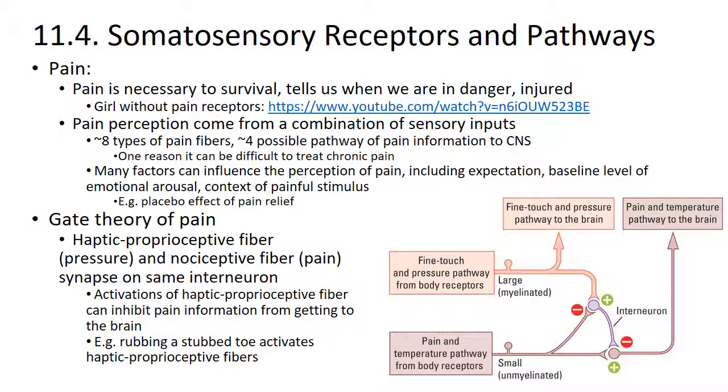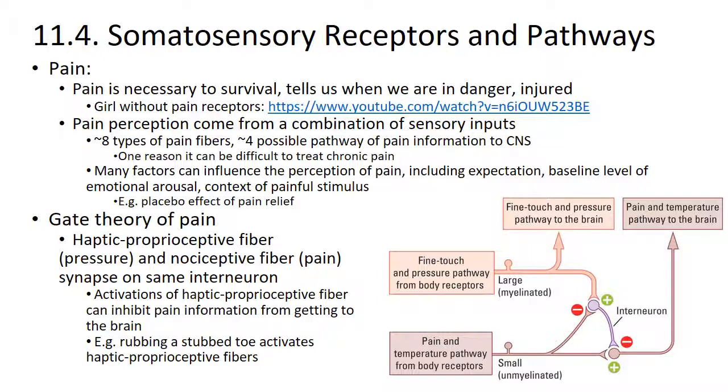It comes from a combination of sensory inputs. There are maybe around 8 types of pain fibers, up to 4 possible pathways of pain information going to the central nervous system. And this is one main reason that it can be really hard to treat chronic pain. For both doctors and psychologists and psychiatrists, it can be really challenging to have a chronic pain patient because the medications we have are not sufficient, and you get addicted to them, you get used to them. So it really can be very challenging to bring any relief to somebody who suffers from chronic pain.